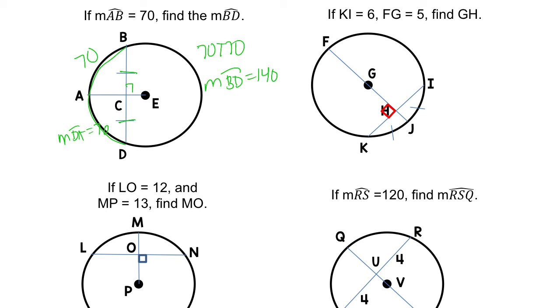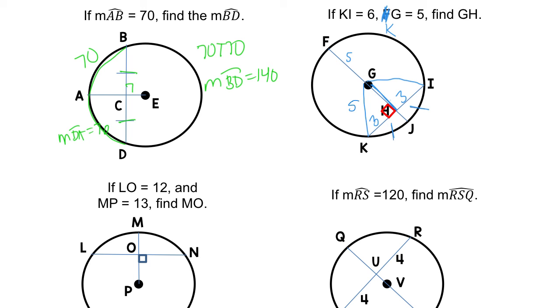If KI is 6 and FG is 5, find GH. All right, so KI is 6, and these are equivalent, and this is a right angle. That means each of these are 3. That's bisected. We know that there's a line from K to G and I to G that are the same. I think I've got a typo here. That shouldn't say FG is 5. It should say KG is 5, because what I've written makes no sense. So I know that KG is 5.